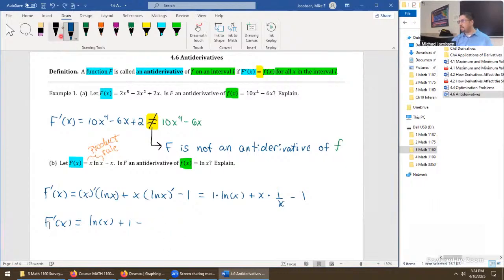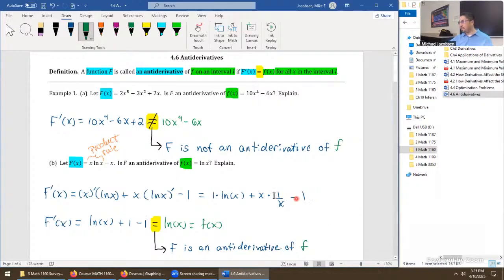let me write it this way. This is now equal to natural log x. So with the direct equality right there, what we just showed is the derivative of capital F is lowercase f of x, because lowercase f of x is defined to be natural log x itself, the result that we got. So the equality right here is the only thing that tells us once and for all, F is an antiderivative of f. So that's our check on that one.